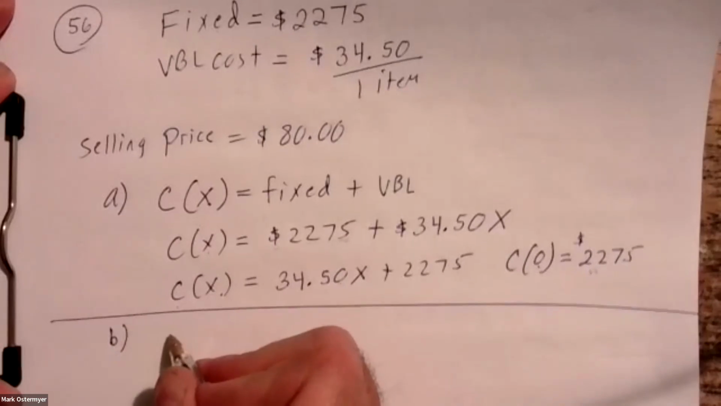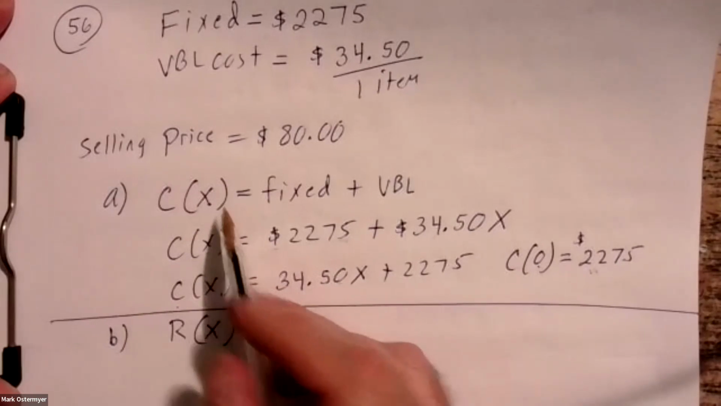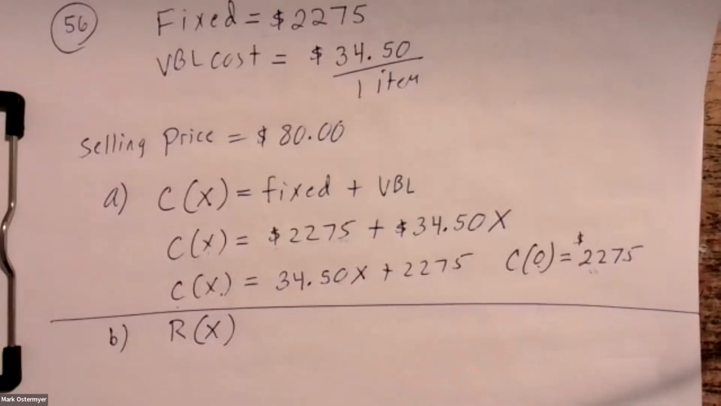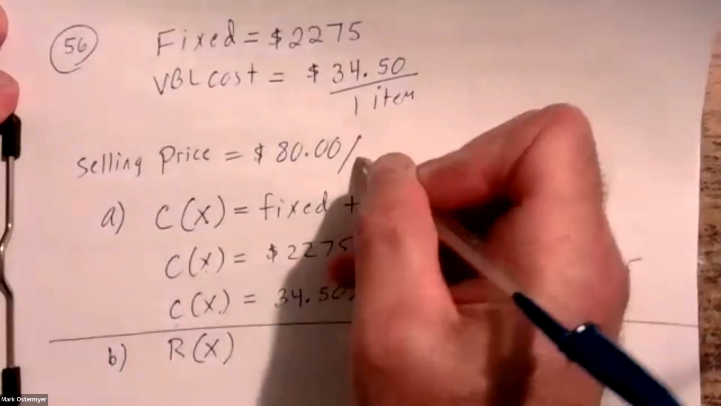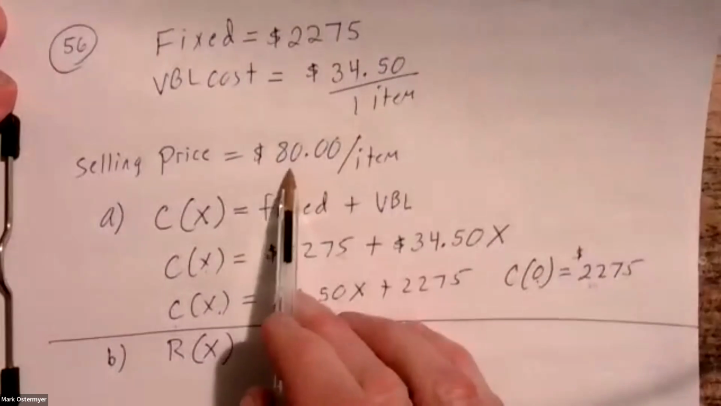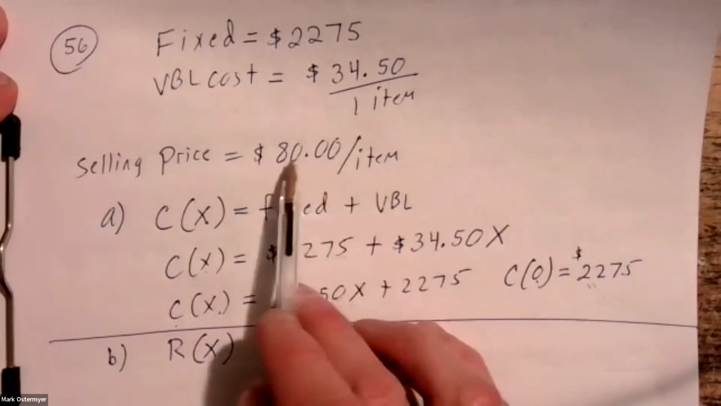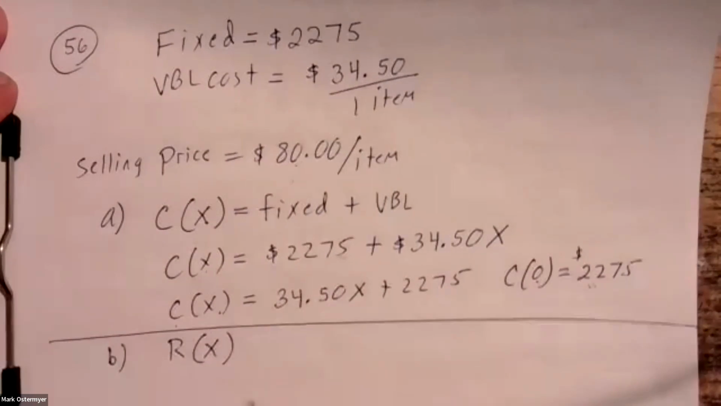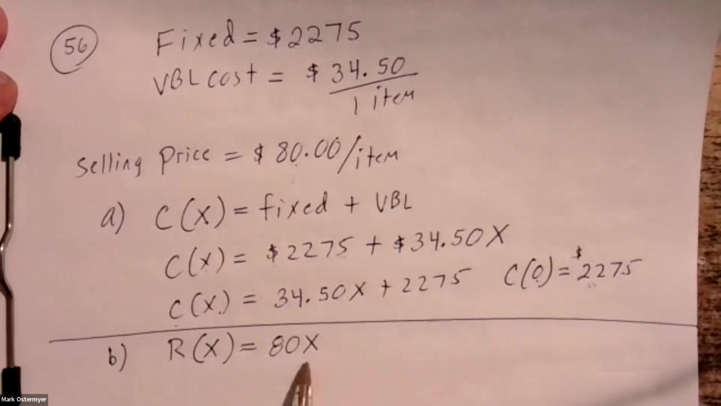Now in part B, they want a revenue function. What is revenue? Cost is money we have to lay out. Revenue is money that we bring in. And how much are we going to bring in? Well, they tell us our selling price is $80 per item. So for every one of these items we sell, we're going to rake in $80. To write a linear revenue function is pretty simple. Our revenue is going to be $80 per item we sell times X items. That is your revenue function.